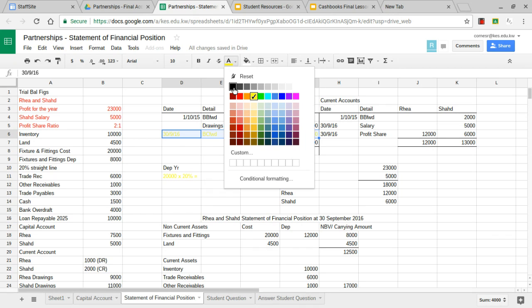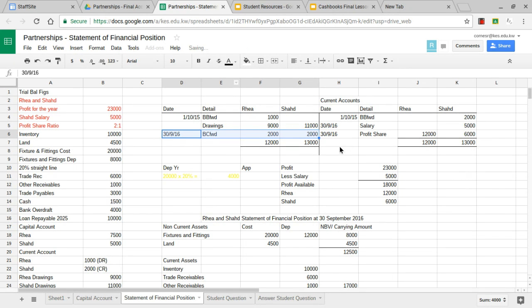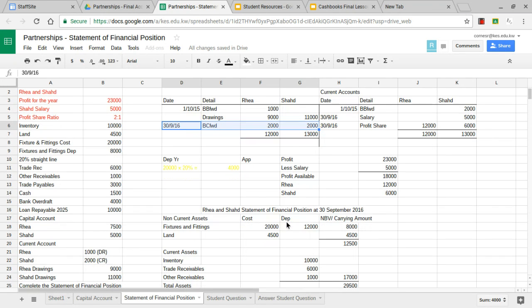And I'm doing this as workings on purpose because for the sakes of this question, it doesn't say that I need to do a current account. But if I know to do a current account, that's the easiest way to do the workings. And then what I've got is the information to start providing my statement of financial position.